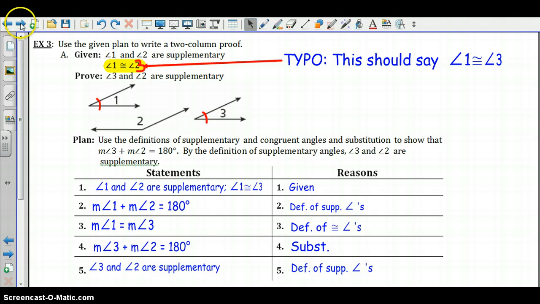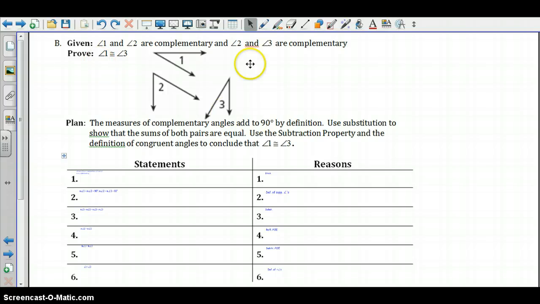Let's try example 3b. Why don't you take a minute or two, look this over, read the plan, and see if you can start working towards this proof.